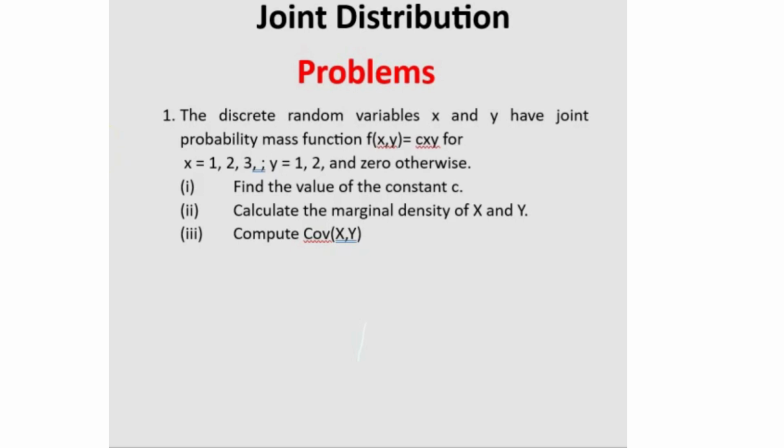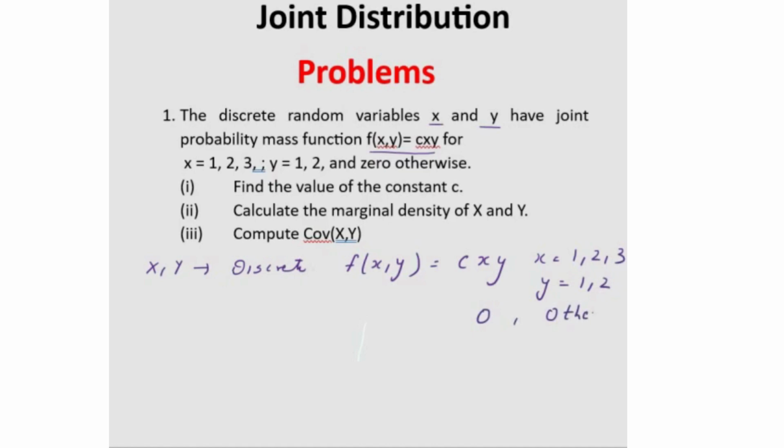So this is problem 1. The discrete random variables X and Y have the joint distribution f(x,y) equals cxy. Here both random variables, X and Y, are discrete, and their joint distribution function, that is the probability mass function, equals cxy for X taking values 1, 2, 3 and Y assuming values 1 and 2, and the function is 0 otherwise. So the first question is: find the value of the constant c.